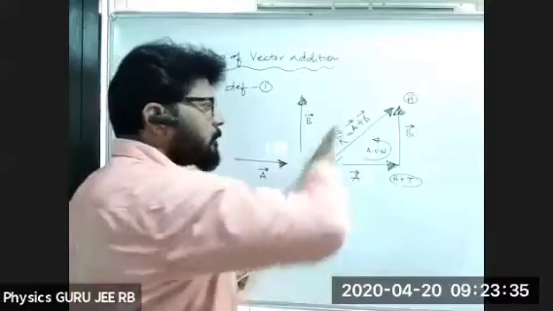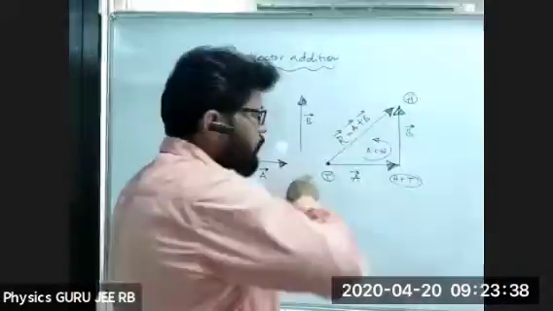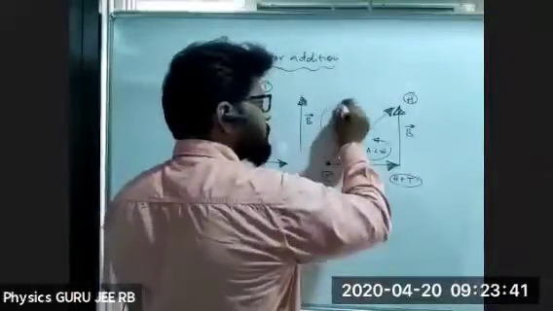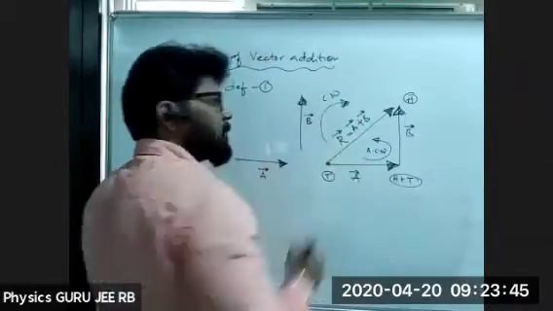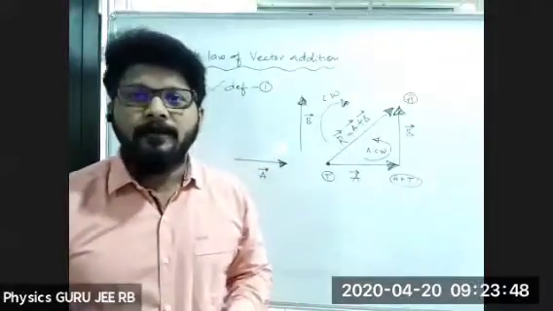Clockwise. See here, this is in which direction? Clockwise direction. We are going from tail to head. This is in clockwise direction. That is the definition of triangle law of vector addition.